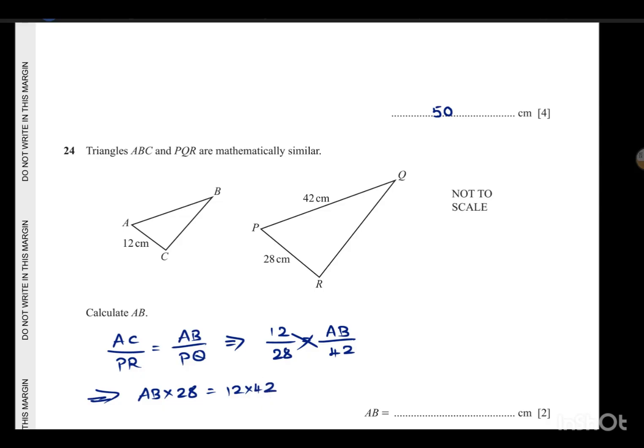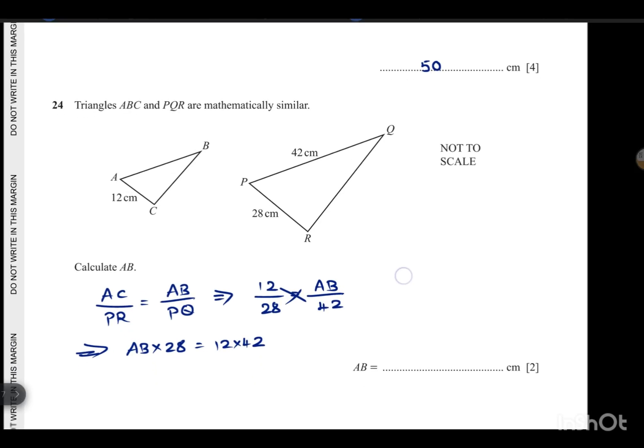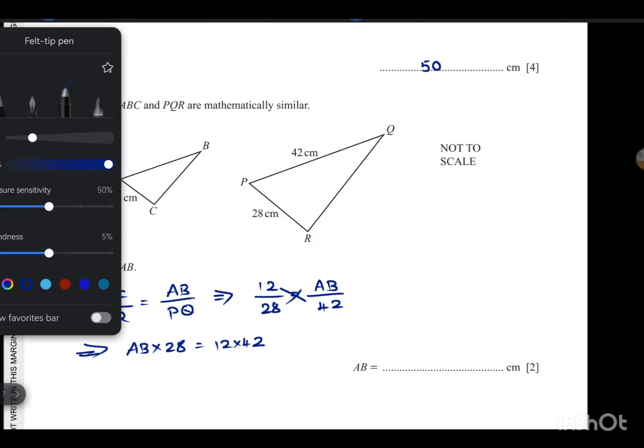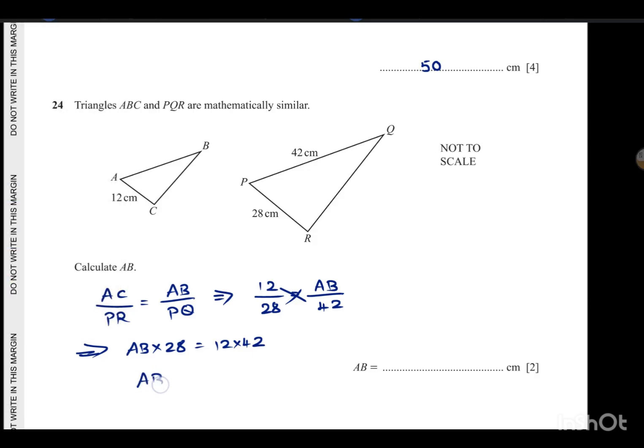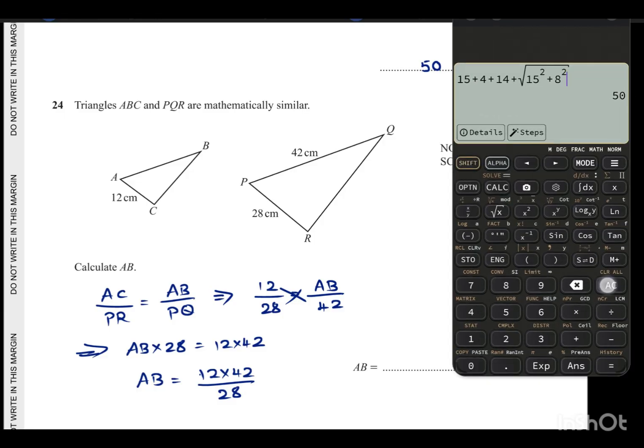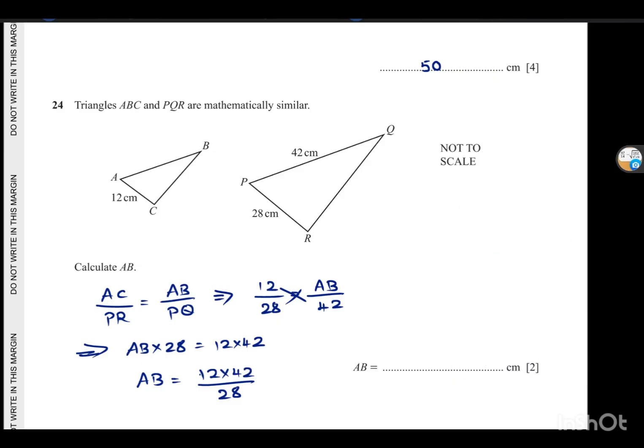So now, keeping AB on the left hand side, bring 28 onto the right hand side, that will be divided. Find out in the calculator. 12 into 42 by 28 is 18. So 18 centimeters is the length of AB.